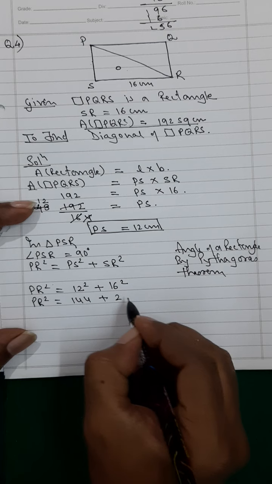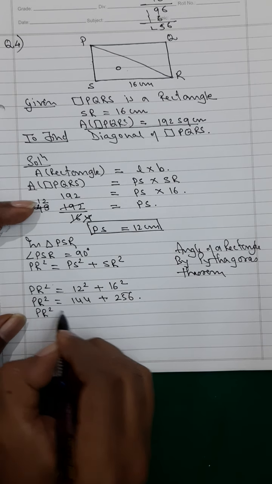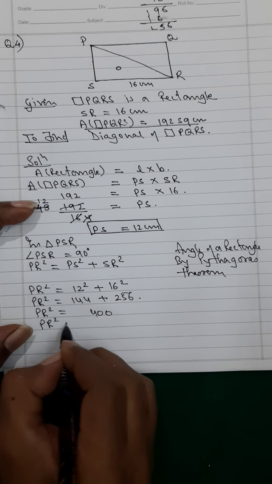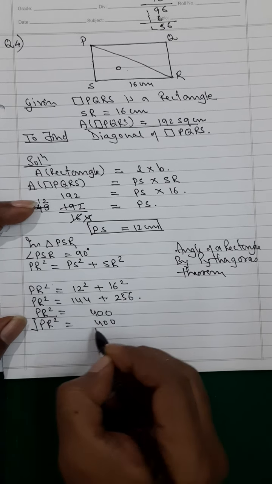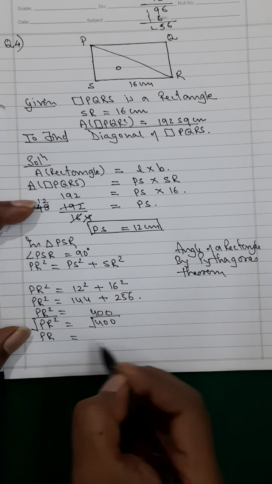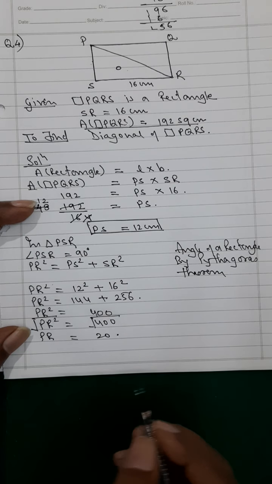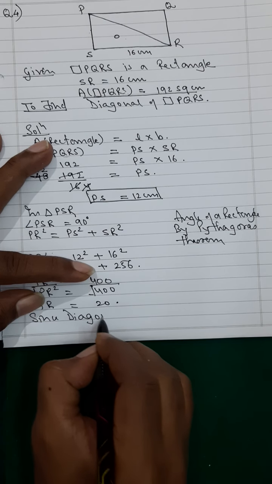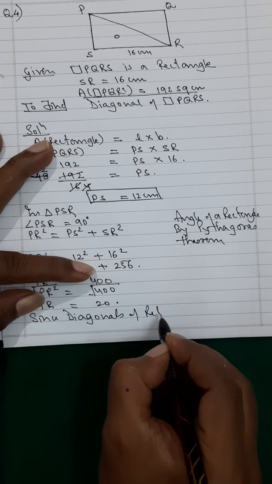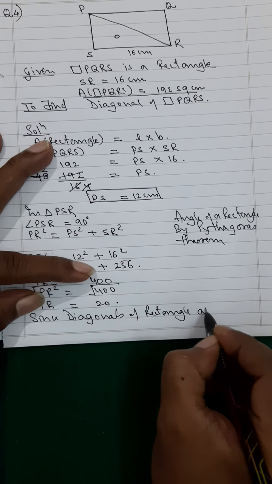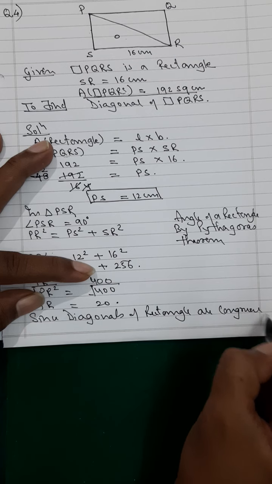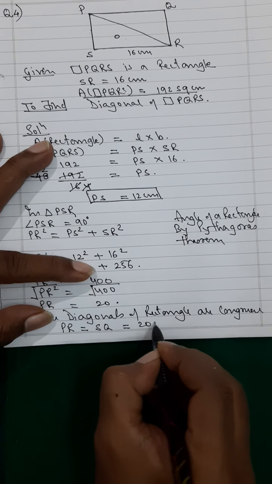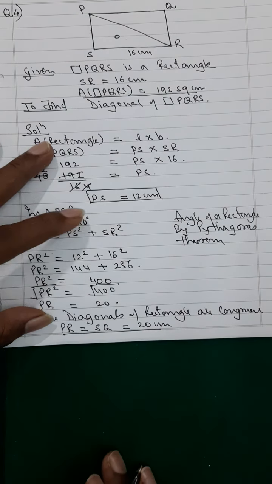256. That is 256. So you get PR square is equal to 400. So if you take the square root of both the sides, you will get PR is equal to 20. Then you have to tell here, since diagonals of rectangle are congruent, therefore PR will be equal to SQ will be equal to 20 centimeter. This is the complete answer, my dear students.